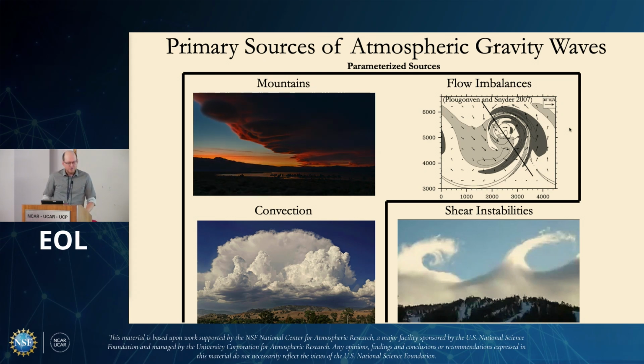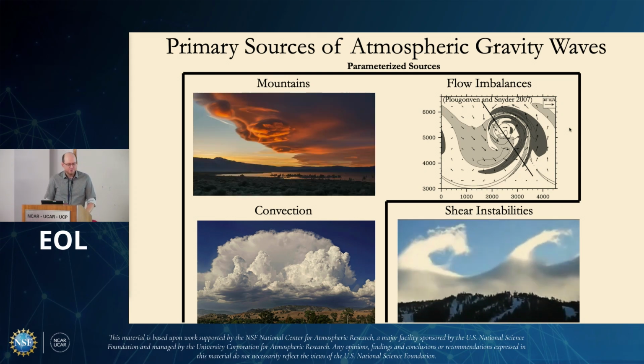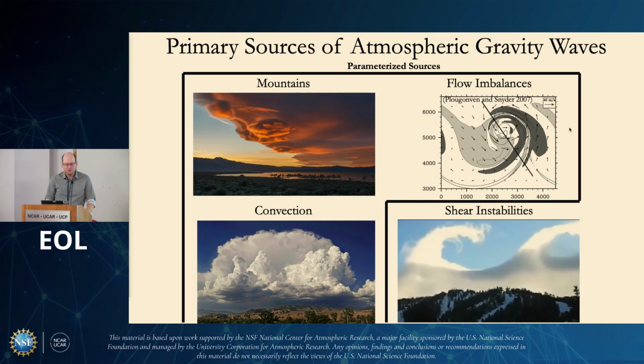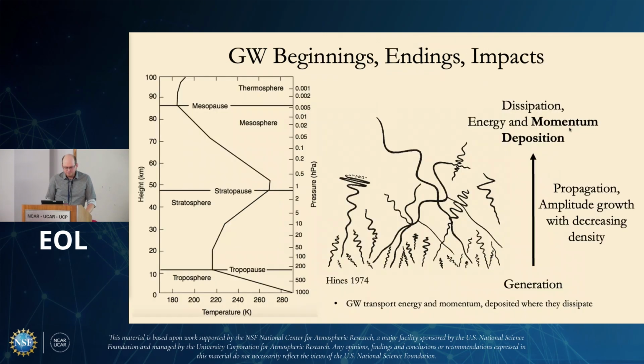In terms of weather and climate models, though, these are the 3 sources that tend to be parameterized. And within this talk, I'll be focusing on the left-hand side, mountains and convection. So as alluded to in the previous slide, we generally consider the sources of gravity waves to be in the troposphere. Really, gravity waves can propagate in any direction, and they can be generated pretty much at any altitude.